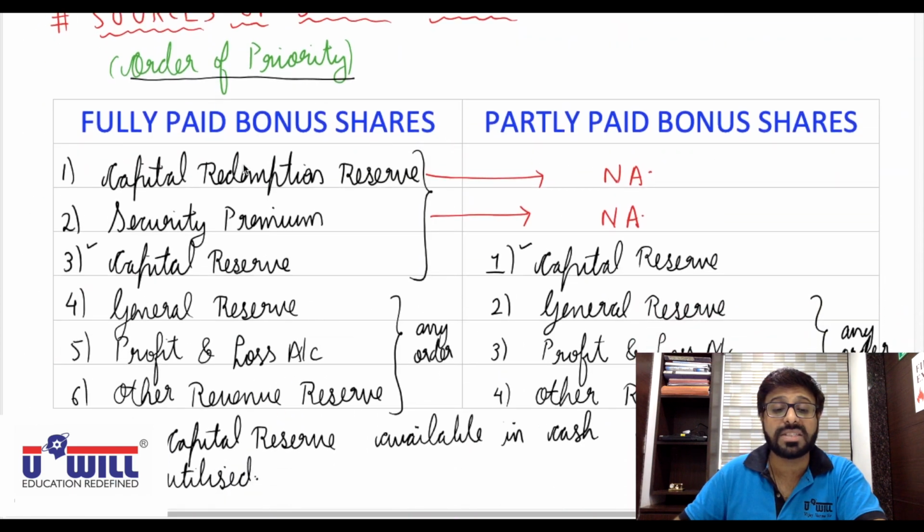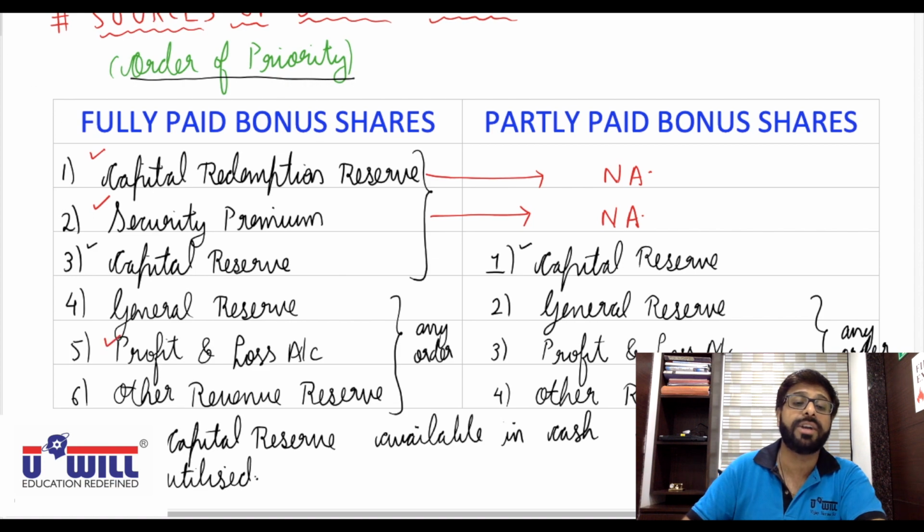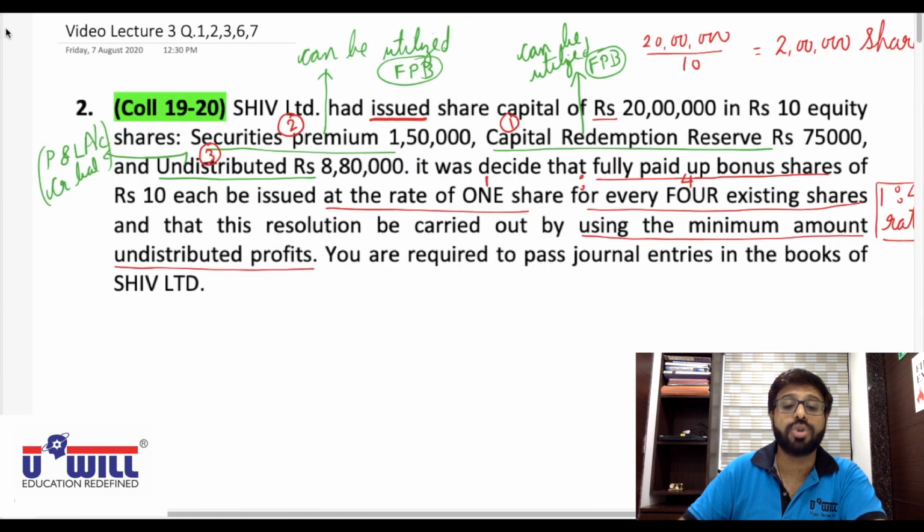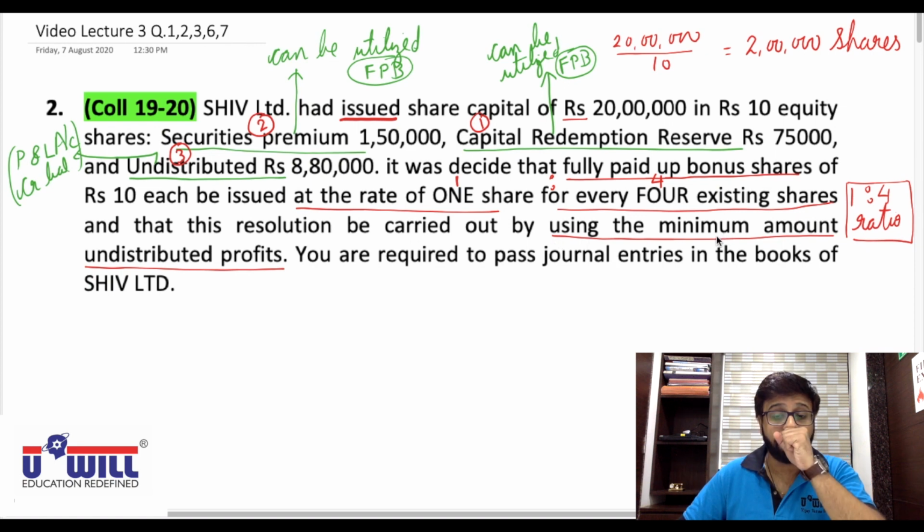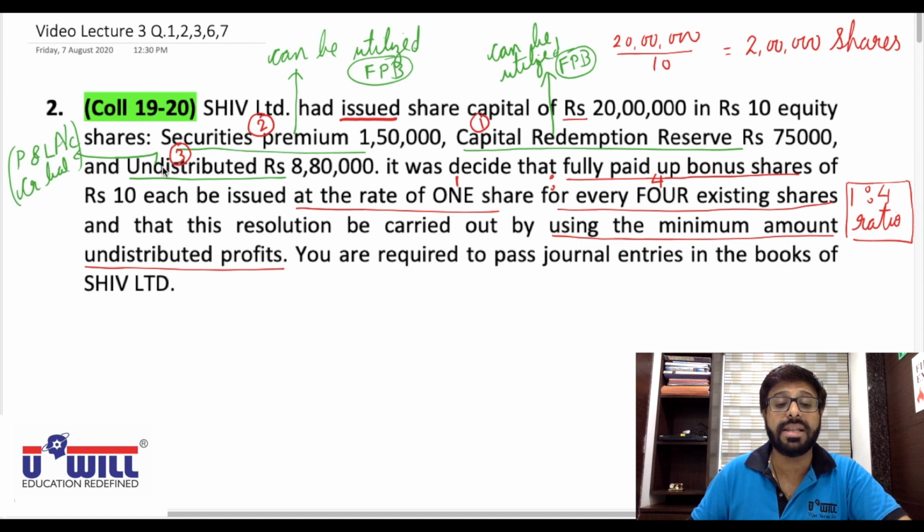For fully paid bonus shares, first priority capital redemption reserve, second security premium. Capital reserve we don't have in this question, general reserve we don't have. So third priority profit and loss account. Even if they would not have mentioned using the minimum amount of undistributed profits, still we would have used undistributed profits at the last only, and then minimum amount only would be utilized from that. As such we have to follow the priority. First, capital redemption reserve, second security premium, third undistributed profits. Now you are required to pass journal entries in the books of Ship Limited.